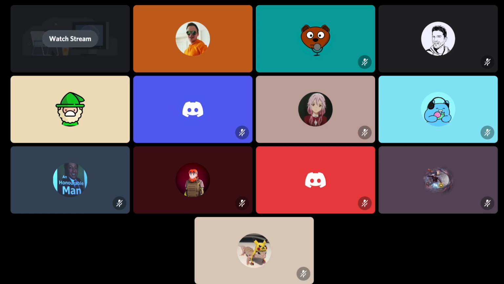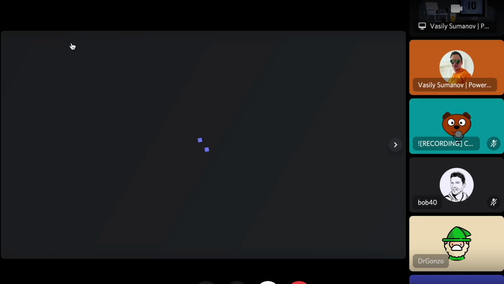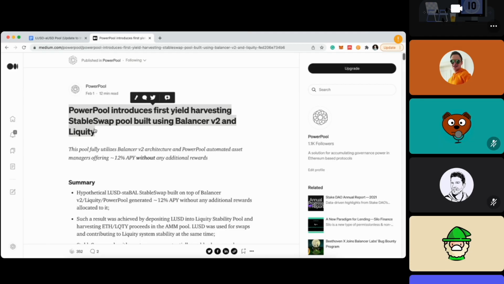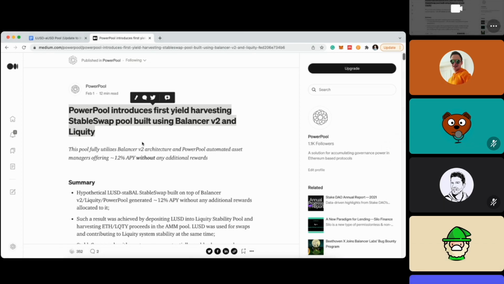Yeah, so some time ago we published this article devoted to the Liquity USD-staBAL swap pool built on top of Balancer V2. So why we decided to build it, because PowerPool is a protocol that builds complex structured investment products on top of other protocols mainly, and on top of automation networks. So something that is automated and is like a complex structured product.